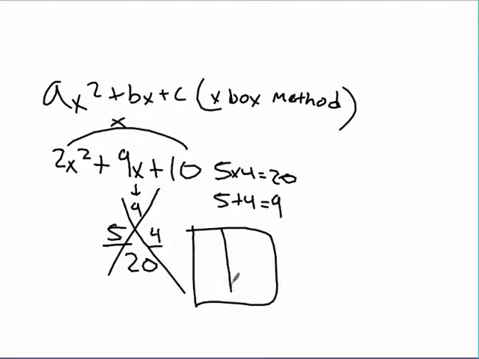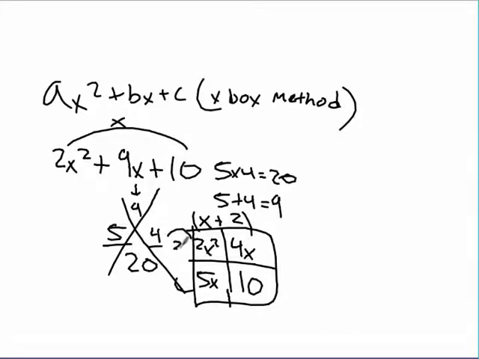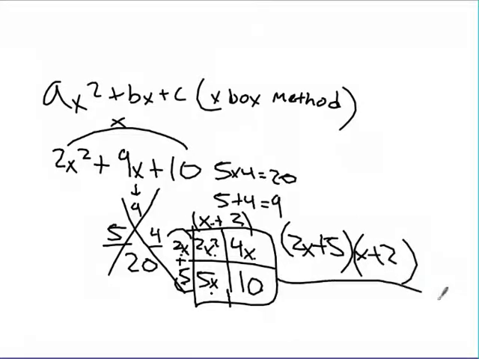Now we draw a box, make those four squares. Put the first term in the first box, put the last term in the last box. Now we put the 5x and 4x, find the GCF of the diagonals, which is x. Put those parentheses, and we have 2x and we have 5. Now you go ahead and check, multiply: 10, 2 times x, 2 times 2, and you write down your final answer, which is 2x plus 5 and x plus 2, and that is your answer.